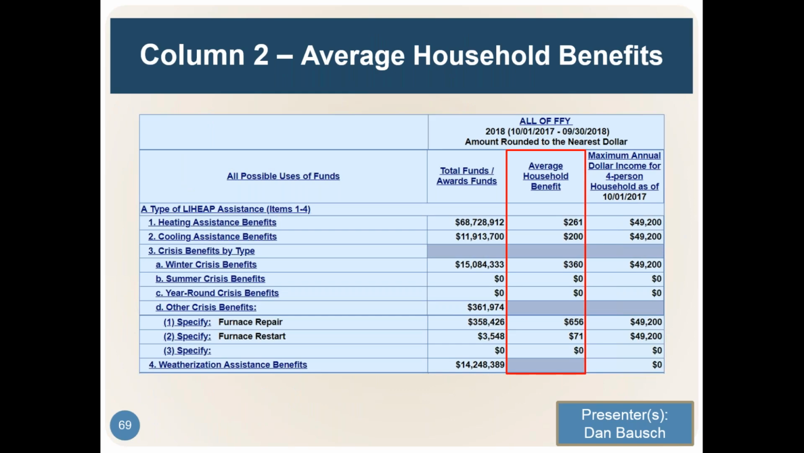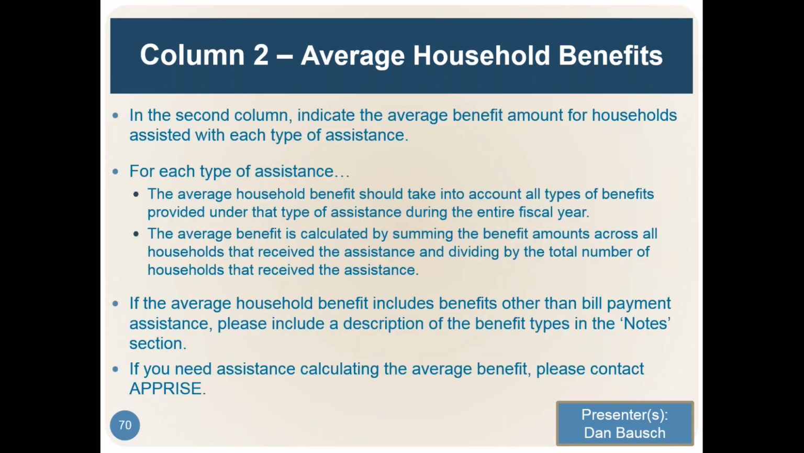So now we're going to move on to the second column that has the red border around it. That's the average household benefits. For each type of assistance that we just went over, heating and cooling and crisis and weatherization, you're asked to indicate the average benefit amount for households that are assisted. For each type of assistance, the average benefit should take into account all the types of benefits that you provide under that type of assistance during the entire fiscal year.